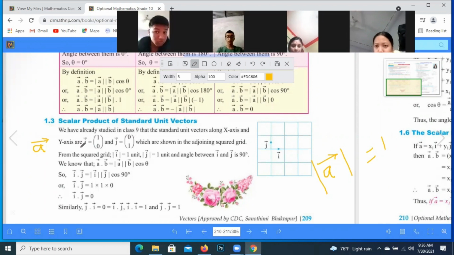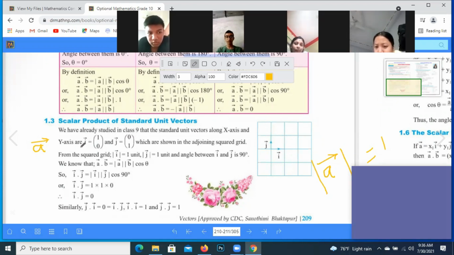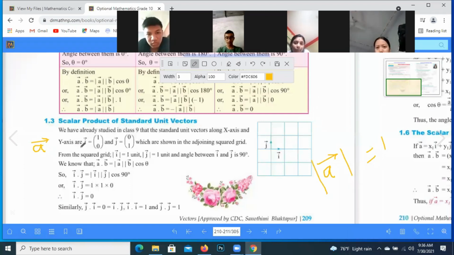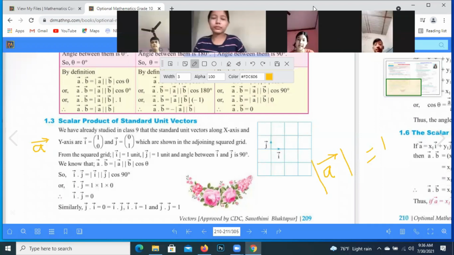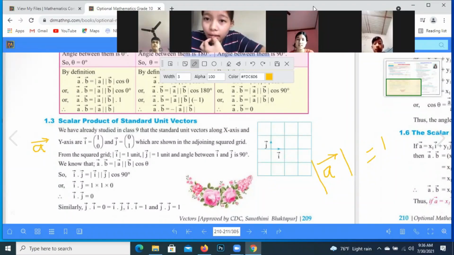You tell me, if a vector is a unit vector, then are you sure it has point coordinates similar to i, that is 1 0? Loudly, a little loudly please. Yes, surely it will have 1 0 coordinates, right? Yeah. Aradhana, do you support her? Yes. Who is here to not support her? I want a reason also, in that case.